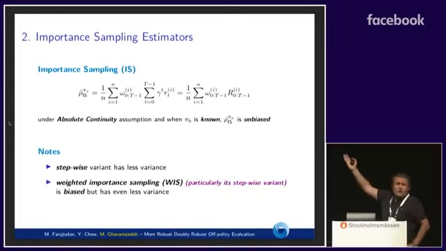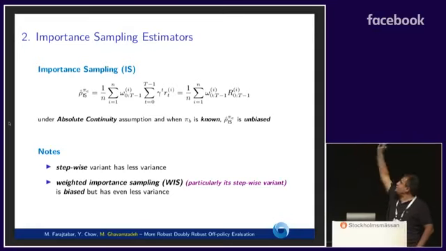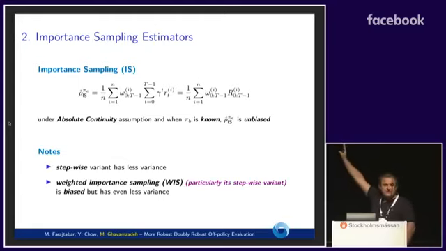The second approach is importance sampling, which you all know. We add the importance ratio to the estimator, and if the absolute continuity assumption holds and the behavior policy is known, this is an unbiased estimator. And this is just the vanilla version of importance sampling. In practice, you can use the stepwise version, or if you don't care about unbiasedness, you can use the weighted version or weighted stepwise version and get less variance. In practice, people are using that.